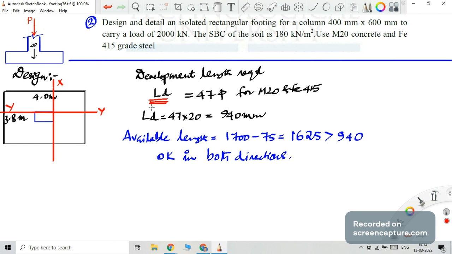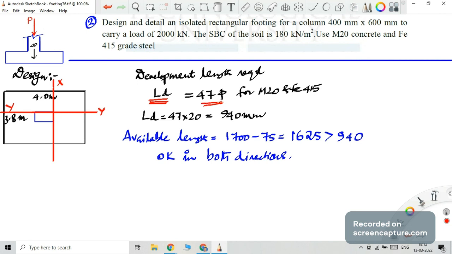Development length is required, as I told you in the previous class also, for development of the bond. So development length is required for development of stress or development of bond. That is, reinforcement has to be securely held in position inside the concrete. So development length is required for development of bond. So LD, we have already calculated. The equation is given in the various clauses. We have discussed that.